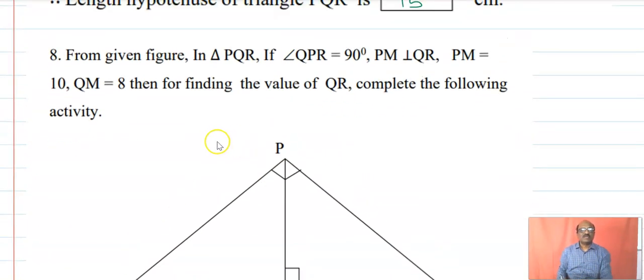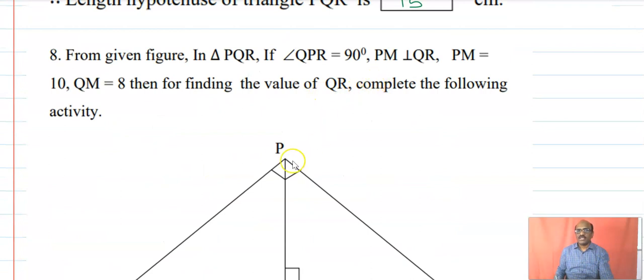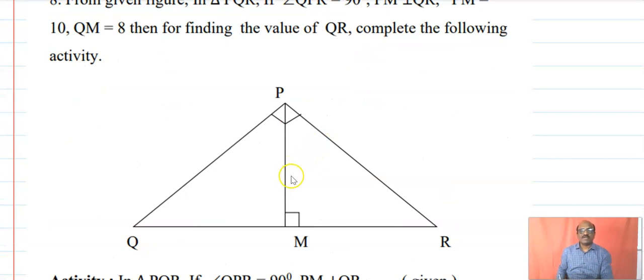From the given figure in triangle PQR, if angle QPR is equal to 90 degrees, PM is perpendicular to QR, PM is equal to 10, QM is equal to 8. Then for finding the value of QR, complete the following activity.